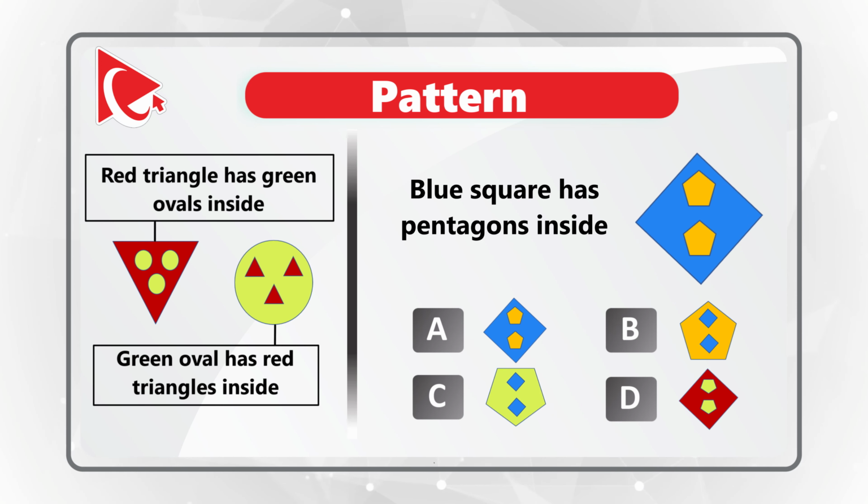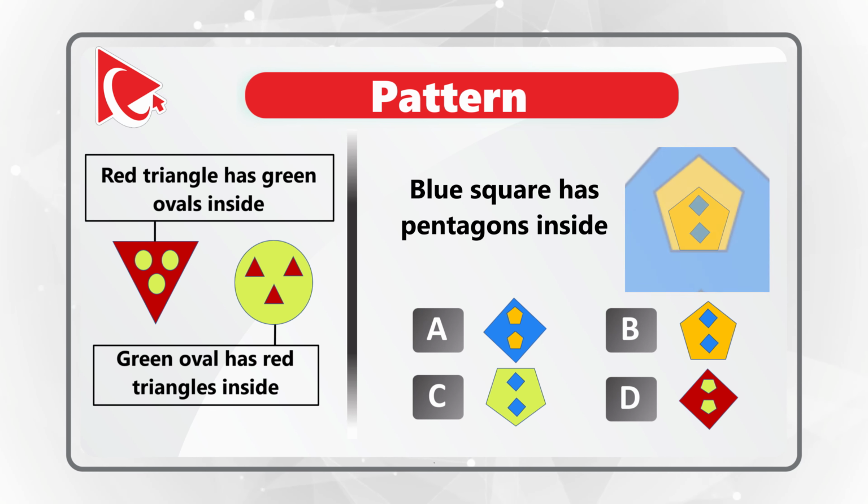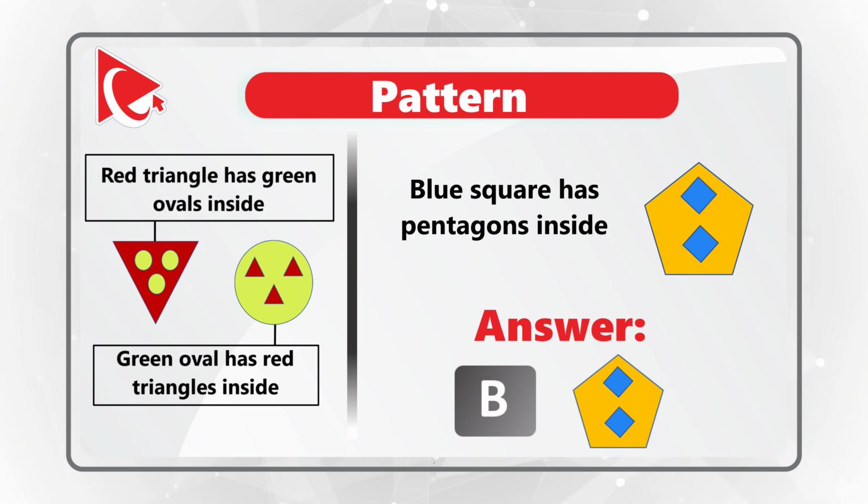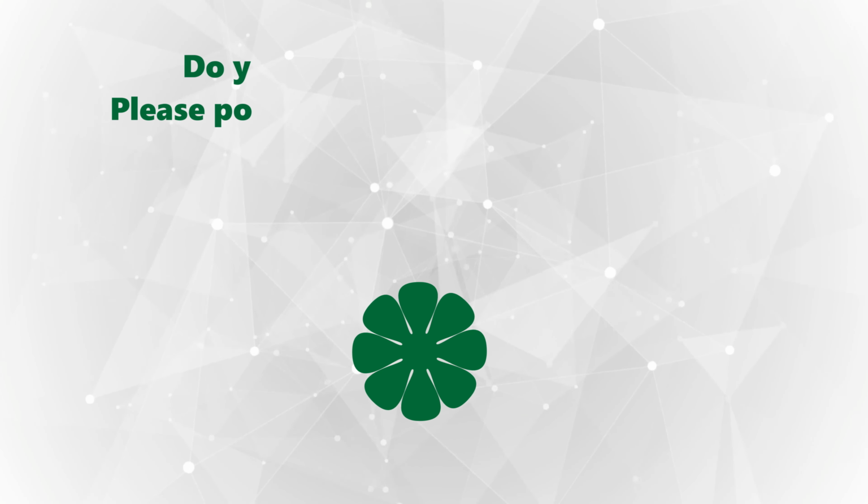All you need to do in this particular answer is to take the pentagon which is inside the square, enlarge it, and put blue squares inside. So as you might have guessed, the correct answer here is choice B. Hopefully you've nailed this question on your own and now know how to answer similar problems on the test.